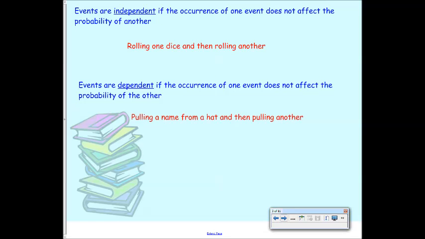Okay, so we call an event independent if the occurrence of one does not affect the probability of another. So for example, rolling a die and then rolling another die. Why would that be an independent event? It's 2 separate things. Could you roll one die and get a 2 and roll the next die and get a 2 again? Yes. It's not like when you get a 2, you scratch it off the die and can't roll it again, right? So it's independent because it doesn't change based on what you did the last time.